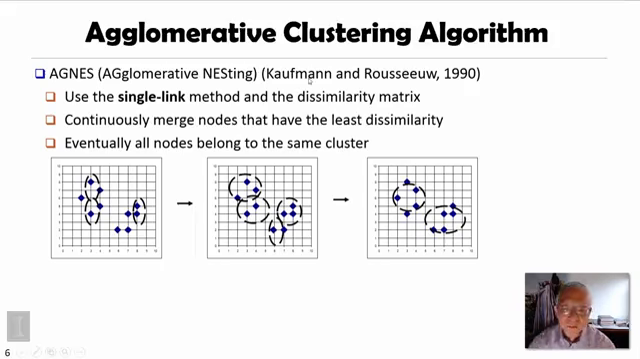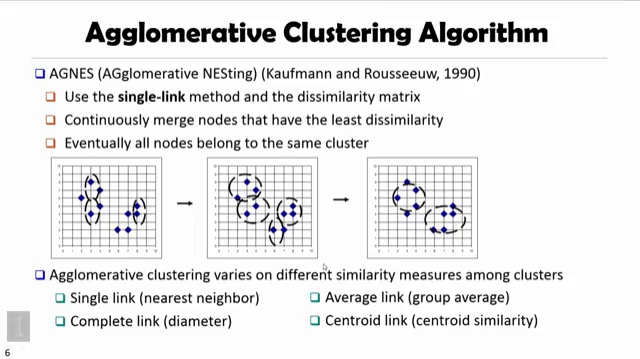In Kaufman and Rousseeuw's 1990 book, they described one algorithm they call AGNES, or agglomerative nesting. This algorithm uses the single link method, or what we call the nearest neighbor method, and the dissimilarity matrix to continuously merge nodes that have the least dissimilarity, or the nearest neighbor. Eventually, all the nodes merge into one cluster. That means you start from the singleton, find everyone's nearest neighbor, check the closest one, and merge them. Once you merge into a bigger cluster, you look at the clusters' nearest neighbors, their single link. Then you decide which one to merge, and eventually you merge everything into one cluster.